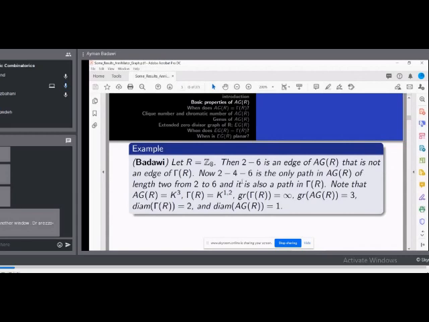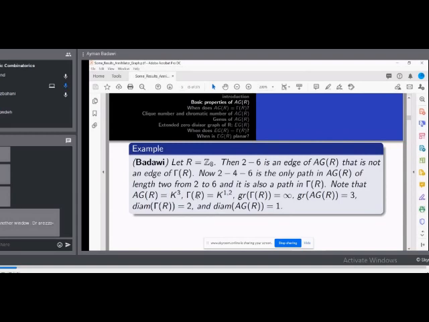And you can see that 2, 4, 6 is the only path in the annihilator graph from 2 to 6. And this is also a path in the zero-divisor graph. The annihilator graph of this ring will be K3. Of course, here, usually in many books, you write the index down. Here I wrote it up.